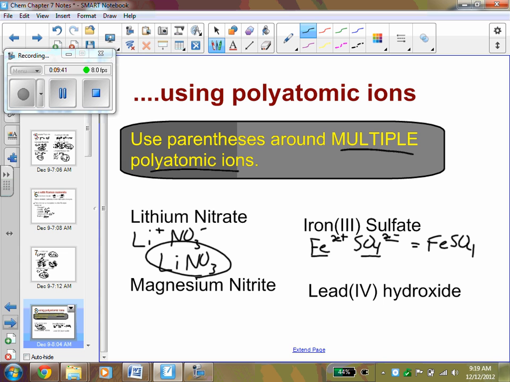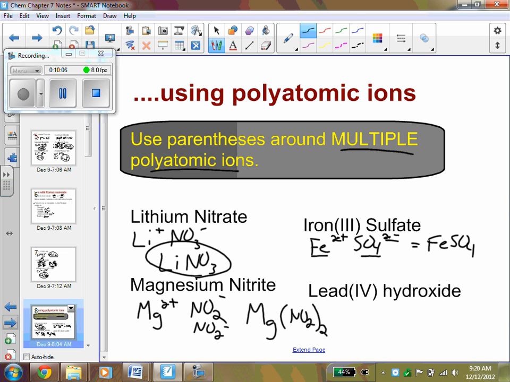But if we take a look at this one down here, magnesium nitrite, Mg is 2+. Nitrite is NO2, careful, with a minus charge. So I need to use 2 nitrites. So this is going to be Mg(NO2)2. So I needed 2 of those, so I keep the NO2. Don't forget, nitrite is NO2, so don't change that.